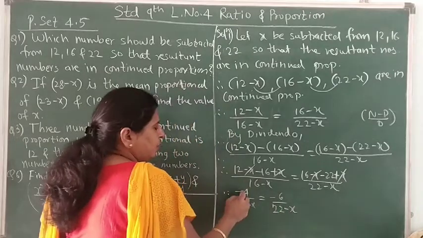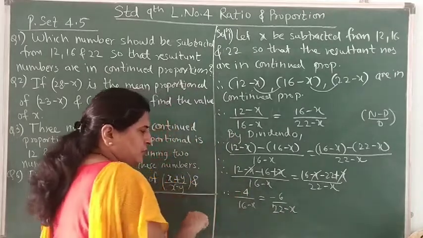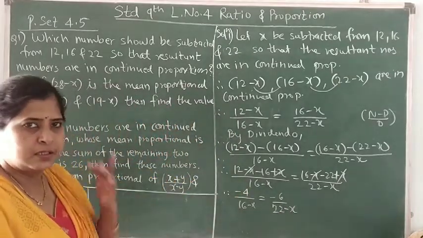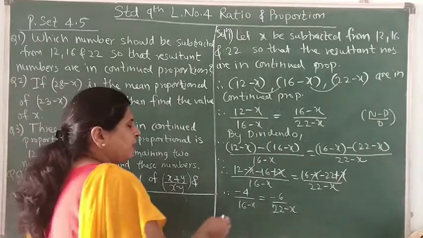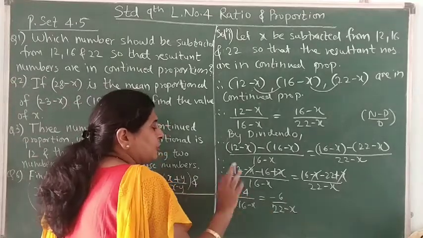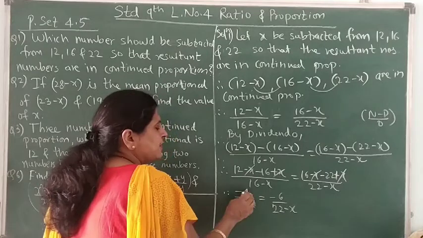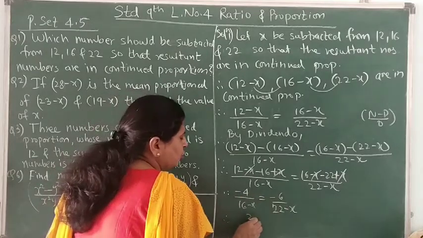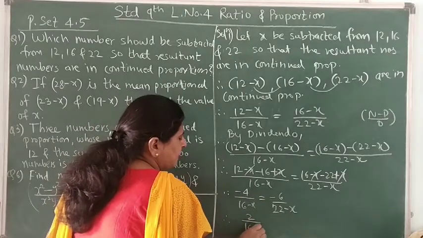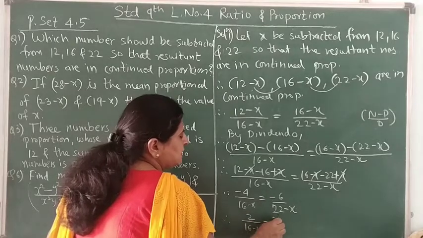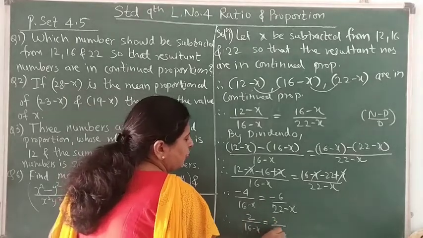Now both are minus. You can multiply by minus to make it positive, and divide these two, 4 and 6, by 2 also. So make it positive as well as dividing by 2. You will get 2 2s are 4, 16 minus x is equal to 2 3s are 6, 22 minus x.